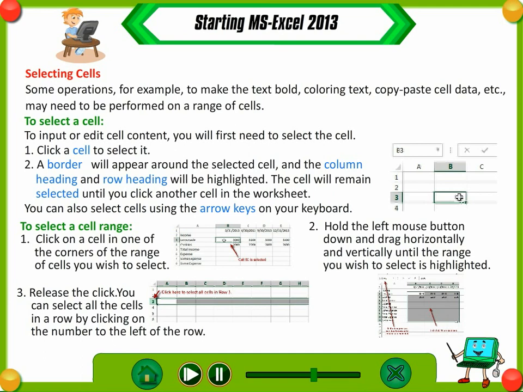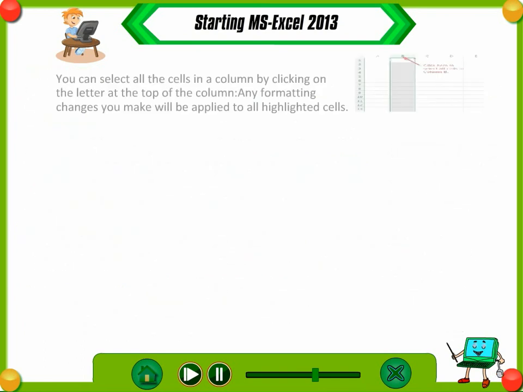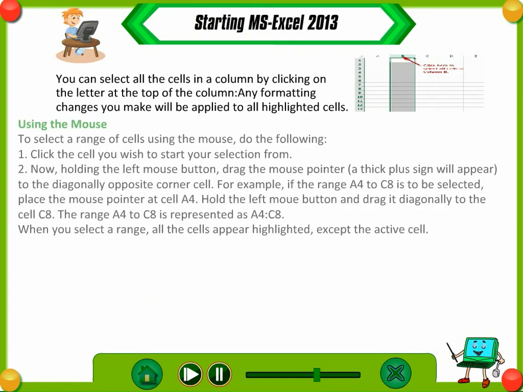You can select all the cells in a row by clicking on the number to the left of the row. You can select all the cells in a column by clicking on the letter at the top of the column. Any formatting changes you make will be applied to all highlighted cells.